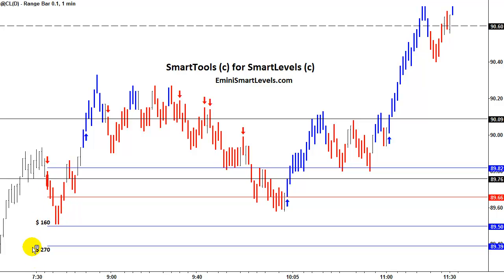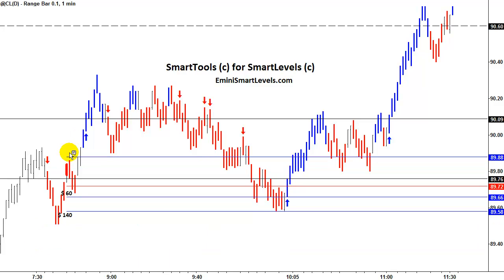Now, since the market couldn't reach the second generated software profit target, taking a trend continuation setup off of this validated setup bar makes no sense to me. As you can see, it would have been a losing trade.